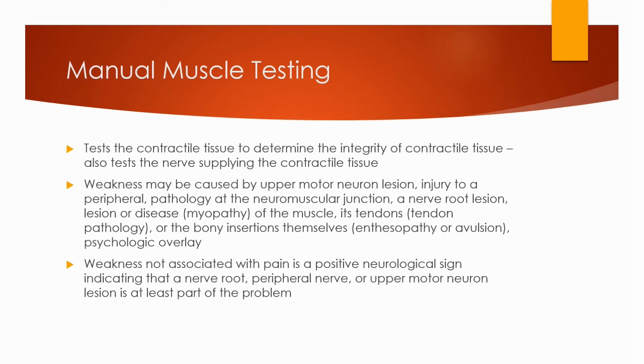So weakness on manual muscle testing can involve injury or dysfunction of the contractile tissues, and also can involve injury or dysfunction of the nervous tissues. So weakness may be caused by upper motor neuron lesion, by injury to a peripheral nerve, by pathology at the neuromuscular junction, by a nerve root lesion. Those are all nervous tissues. And then also can be caused by injury to the end organ itself, such as lesion or disease of the muscle, by lesion or disease of its tendon, or by lesion or disease at the bony insertion themselves, such as an enthesopathy or an avulsion type of injury at the bony insertion. And then also, you need to pay ever attention for those cases where the weakness has to do with non-physical or non-organic findings, including psychologic overlay.